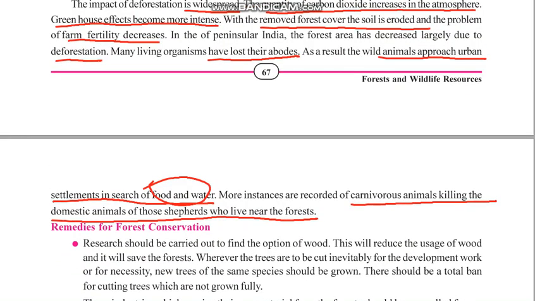Now we are going to talk about the remedies for forest conservation. What are the solutions to it?